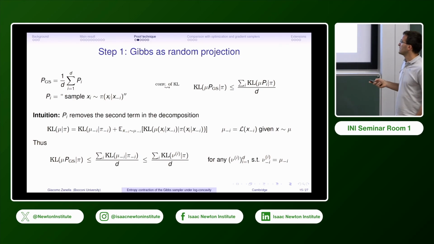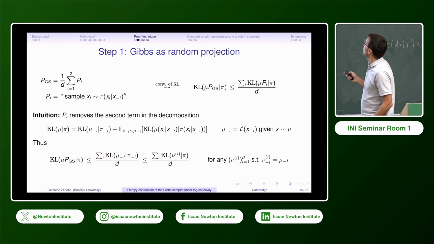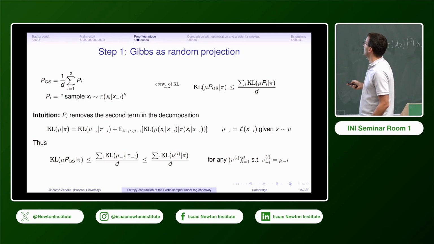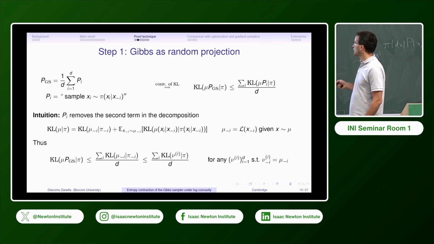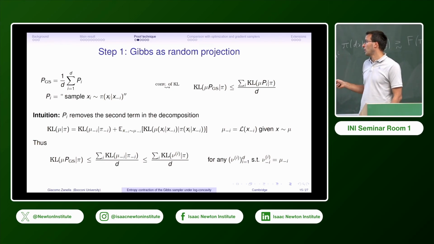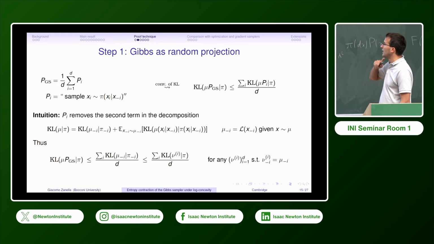Okay? So this is to say that basically mu pi is the optimal distribution which preserves the marginal distribution. So you can choose the collection of nu i to try to find a tractable upper bound to this object. Okay? So the game of the proof is to try to find a good collection of measures nu i.